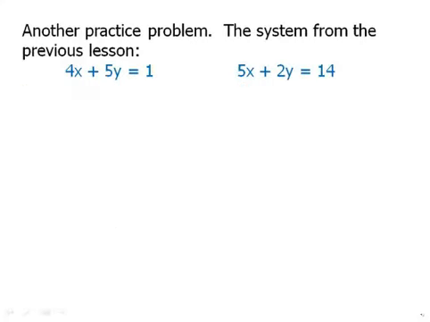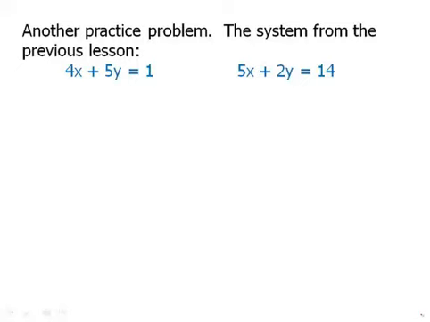Here's another practice problem. This is a system that we had in the last lesson. Remember, at the end of the last lesson, we had a system, and we said substitution really didn't work very well for this, so we didn't solve it. So here it is again. Now we're going to solve it with elimination. And in fact, I'm going to say pause the video and try on your own to solve this with elimination.